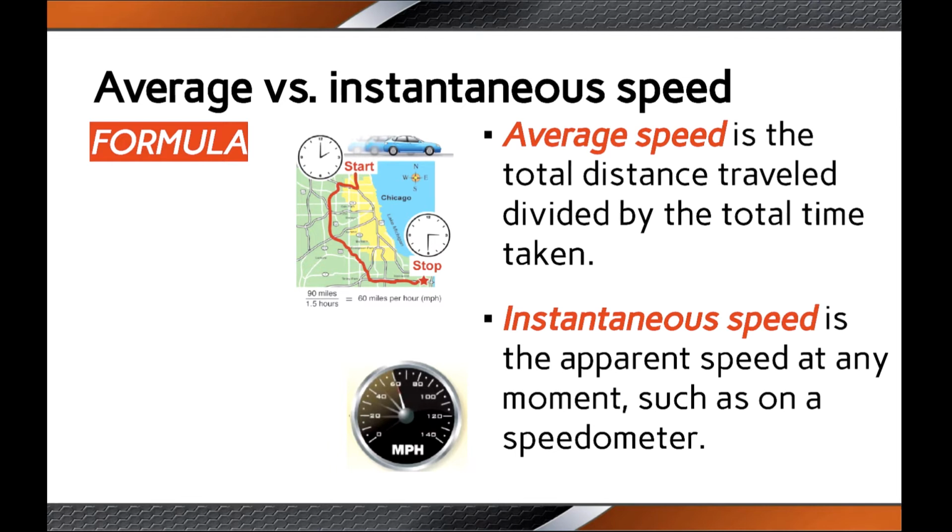If you look at the speedometer in your car, that's going to tell you your apparent speed at that one moment in time. And if we're graphing out a position-time graph, the slope of the line is actually going to tell you what your instantaneous speed is. Okay, we'll come back to that.